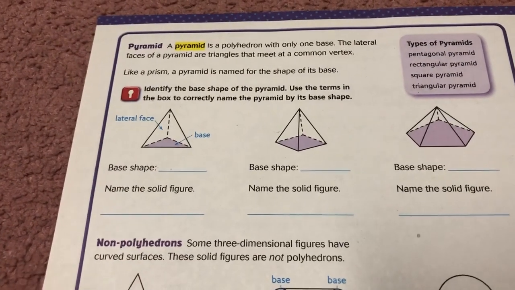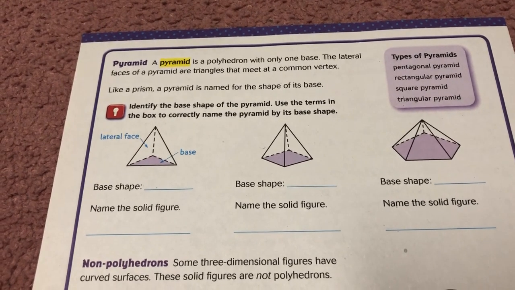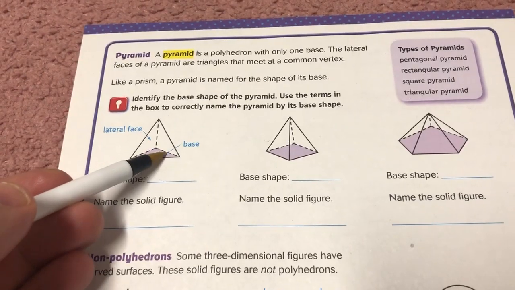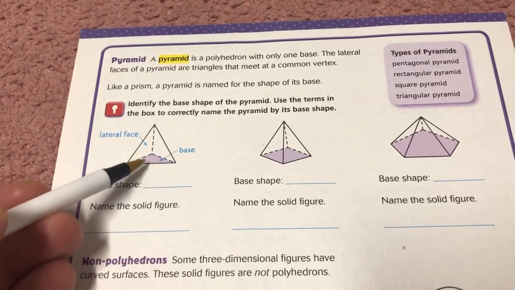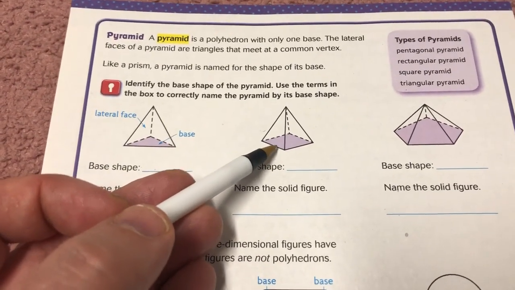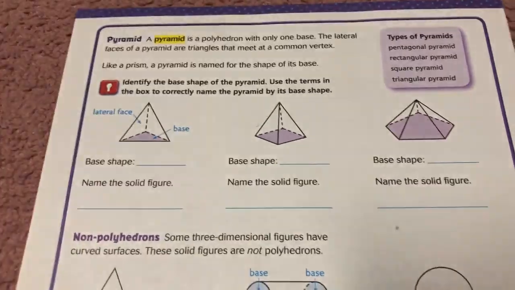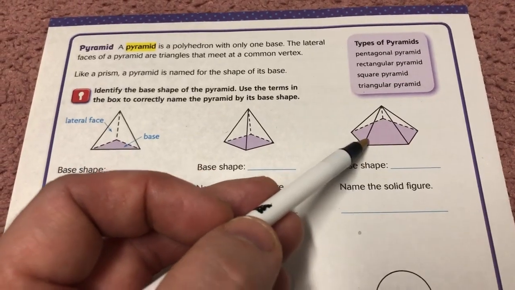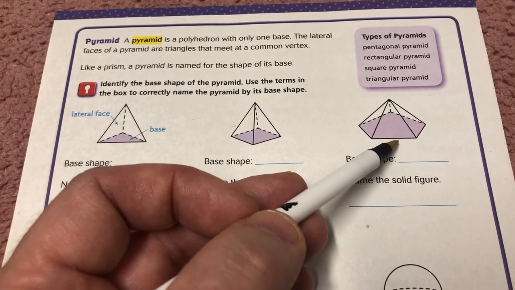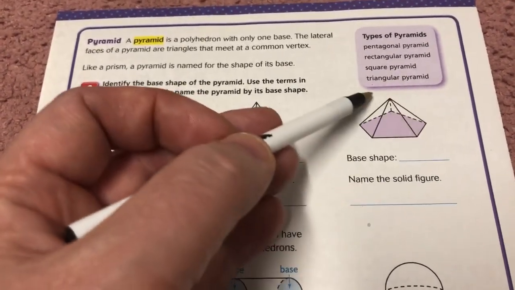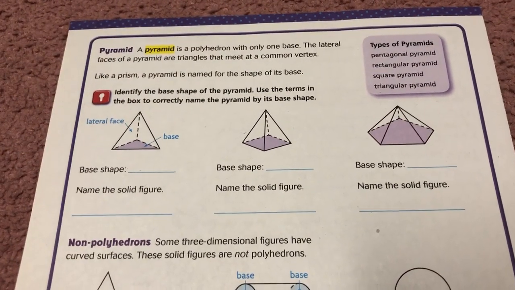So, once again, we have more specific names of pyramids as well. We see that this pyramid has a triangle as a base. So this is a triangular pyramid. We see that this figure has a square as a base, making this a square pyramid. We see that this figure has a pentagon. It has 5 sides. Okay, so it's a pentagon base with 5 triangles, one from each side going and meeting at the point at the top, making this a pentagonal pyramid.